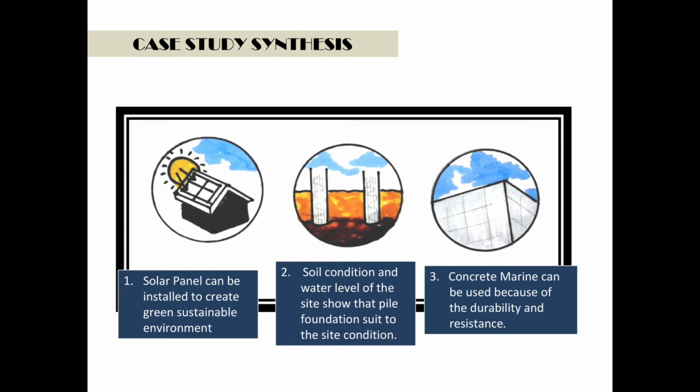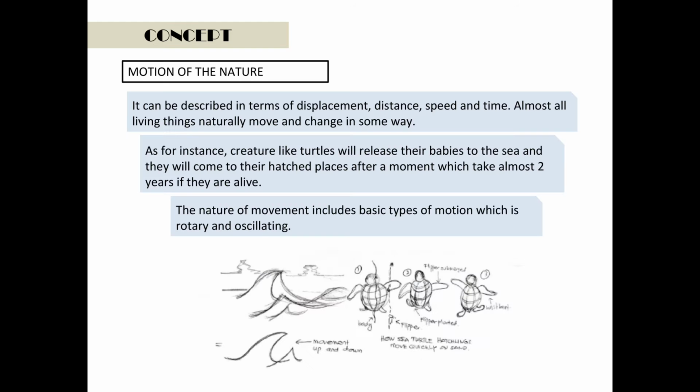Case study synthesis. First, solar panels can be installed to create a green sustainable environment. Second, the soil condition and water level of the site show that a pile foundation should be used to suit the site condition. Third, marine concrete can be used because of its durability and resistance. Then, we proceed to the concept.